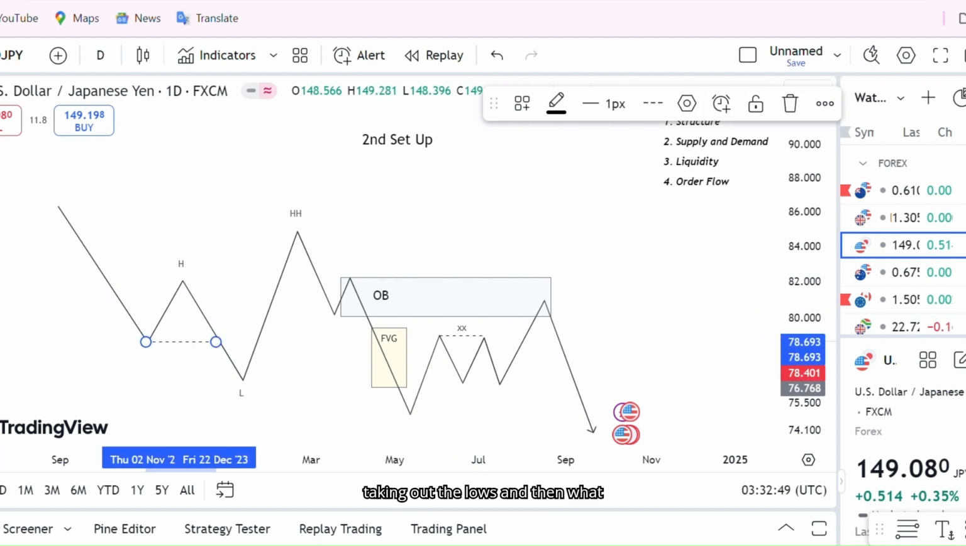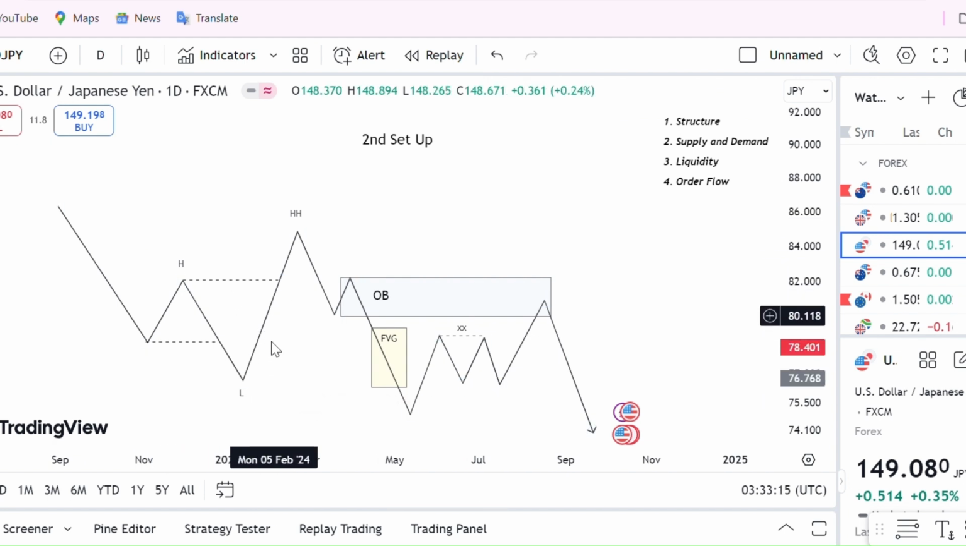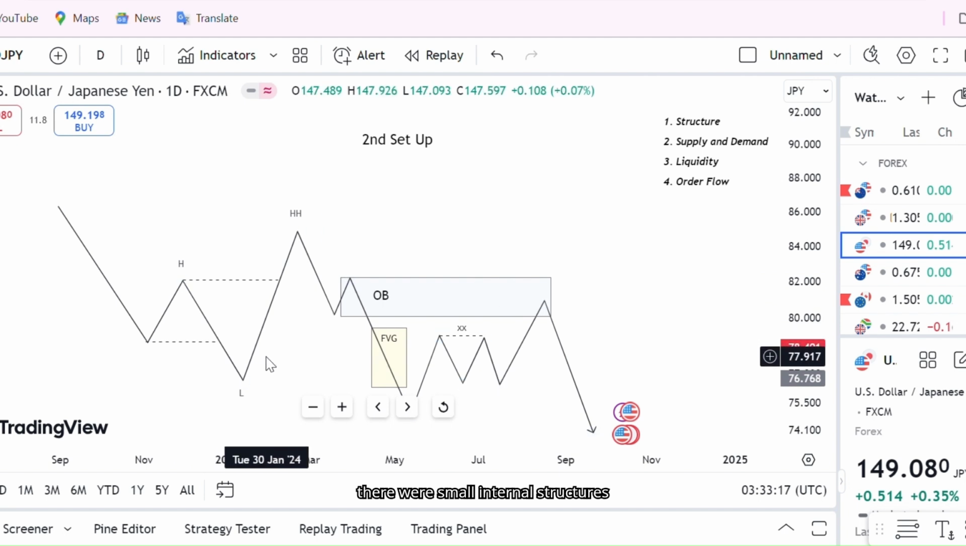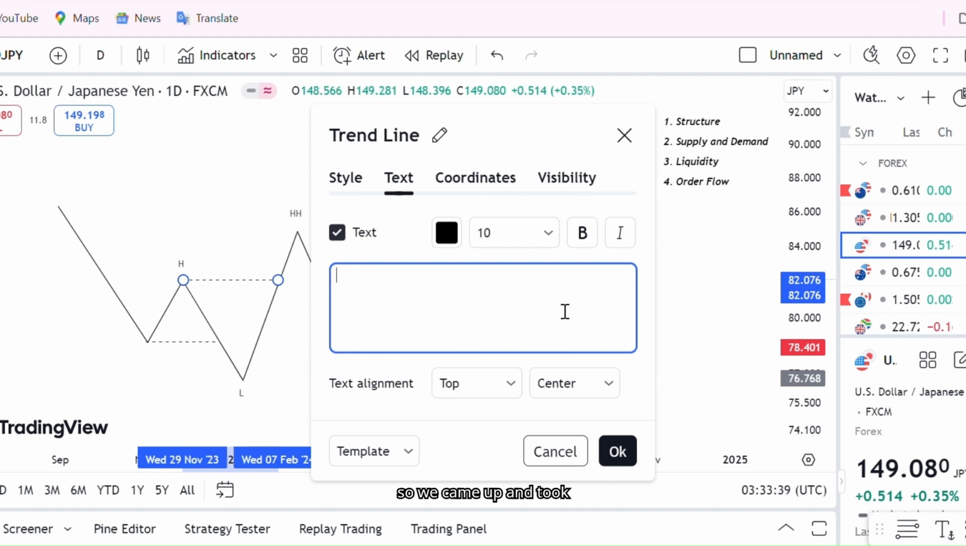So taking out the lows, and then what happened is the market reversed to take out this high, right? So in the process of this reversal, there were small internal structures. The next video is going to be the difference between the swing structure and internal structures, and also some fractal structures. So we came up and took out this high, right?